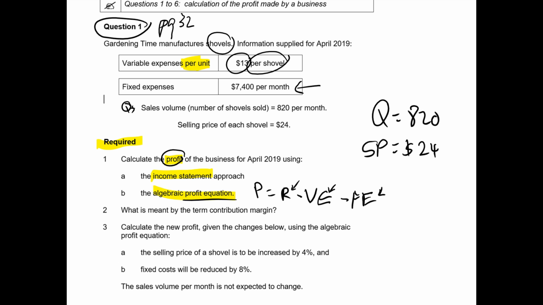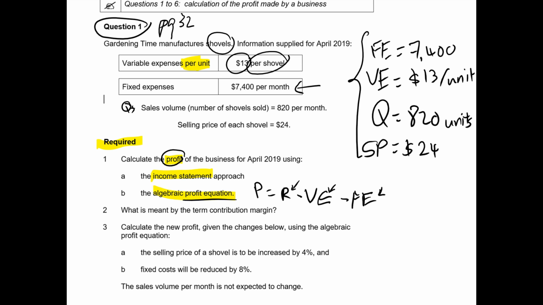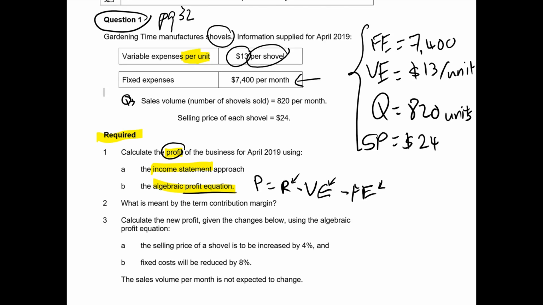So 820 units have been sold, the variable expense is $13 per unit, and the fixed expense figure is 7,400. These are the items that you know from the question. So how do you come up with the income statement approach?